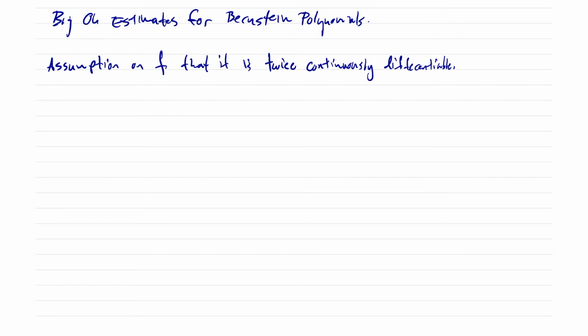So, okay, let's take a look. Remember, if you recall, the nth Bernstein polynomial evaluated at x of f is given as the sum k going from 0 to n of n choose k times f of k over n times x to the k times 1 minus x to the n minus k.